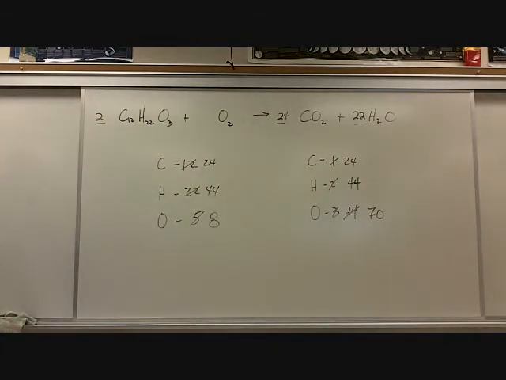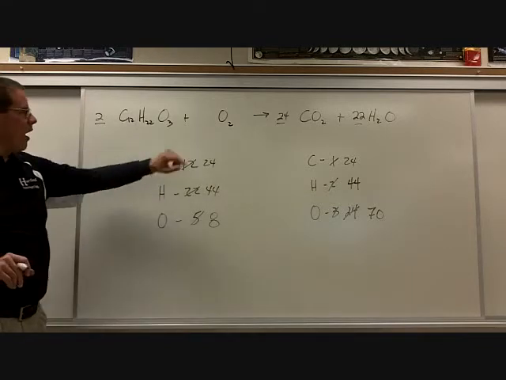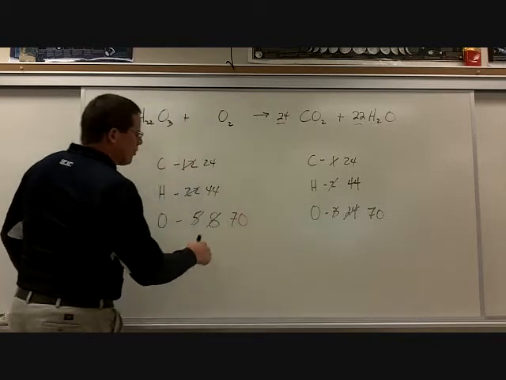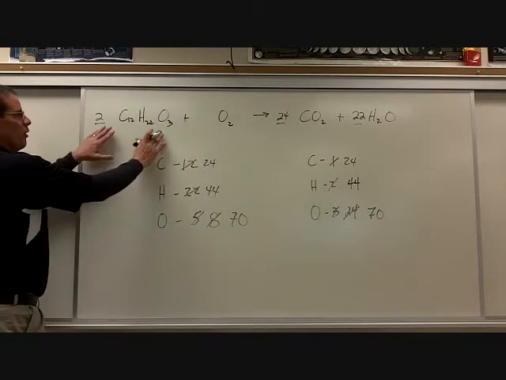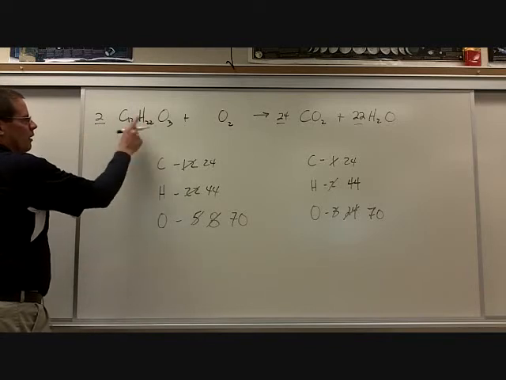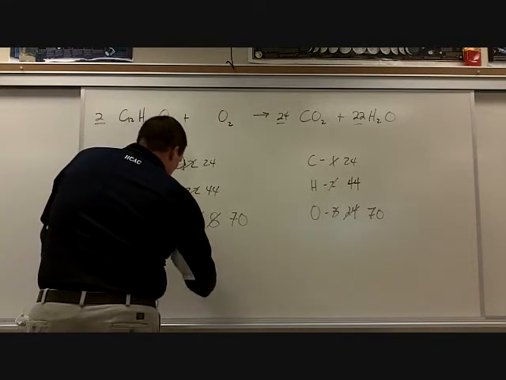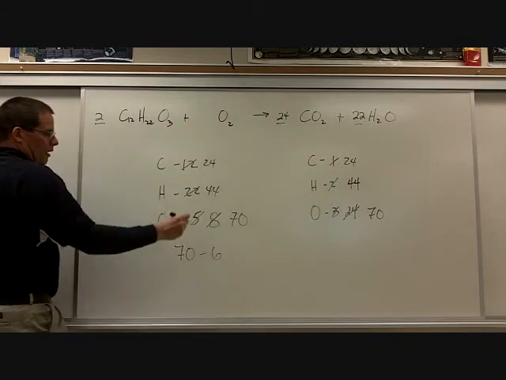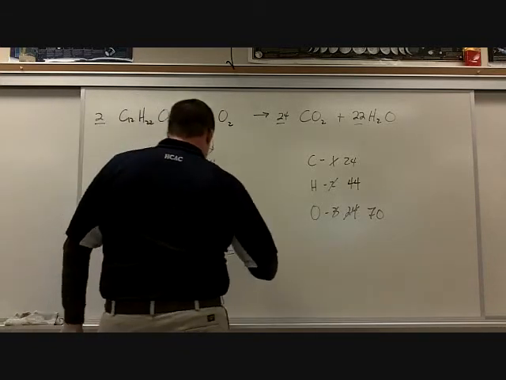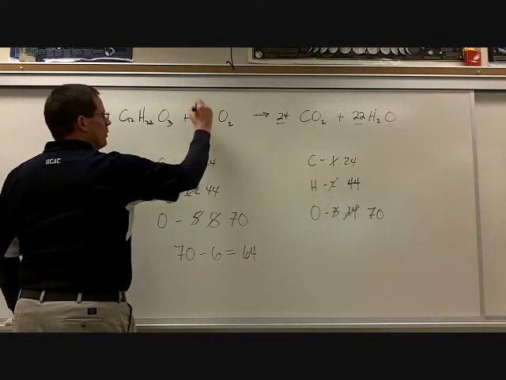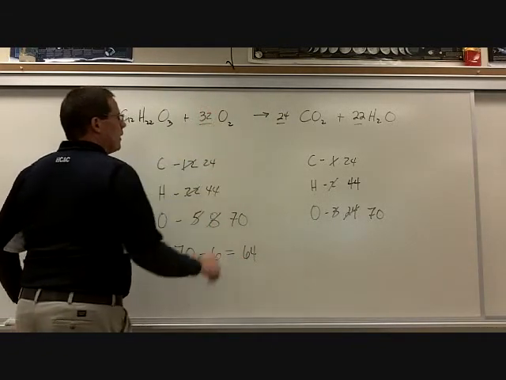Okay. Now, we're ready for our oxygen, right? Yeah. However, we need 70 total oxygens on the left side, but we do have some hidden over here. How many do we have in this molecule? 6. So what we need to do is do 70 minus 6 for this guy. So what is that? 64? And then divide that by 2, which is 32.